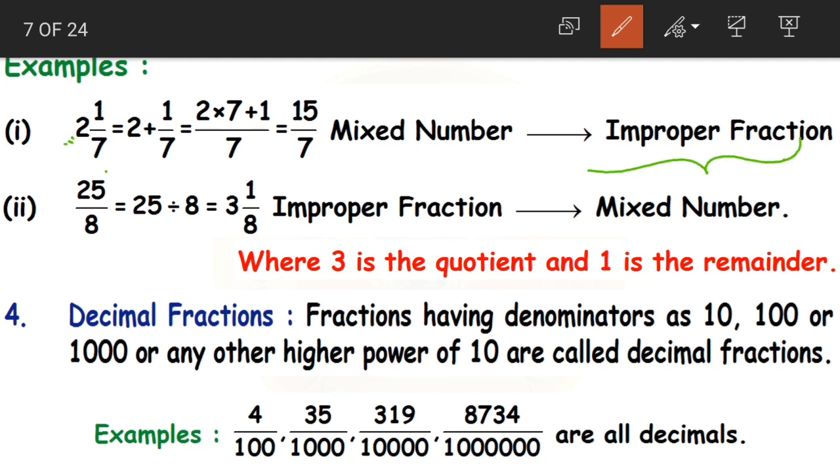Now again the same, 2 1 by 7 is equal to 2 plus 1 by 7, that is nothing but 2 into 7 plus 1 divided by 7, which is equal to 15 by 7. Now 2 1 by 7 is our mixed number and 15 by 7 is our improper fraction.